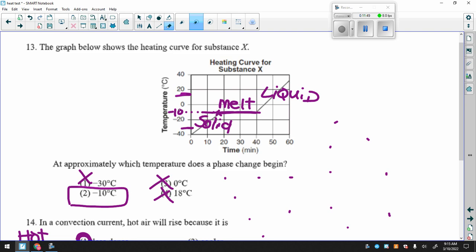Solid, liquid, melt. How do I label it? Copy what I have on the board. I just went over it. You label the solid, like on the test, right on the test. The liquid and where it melts.